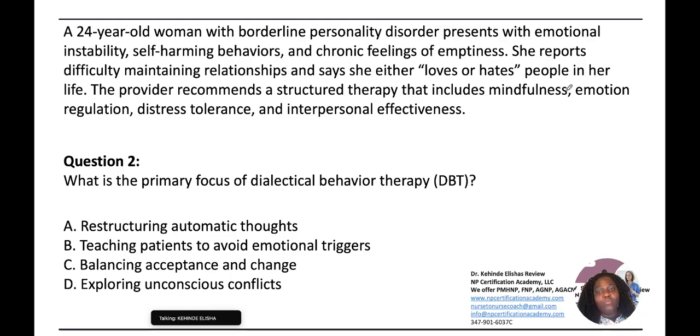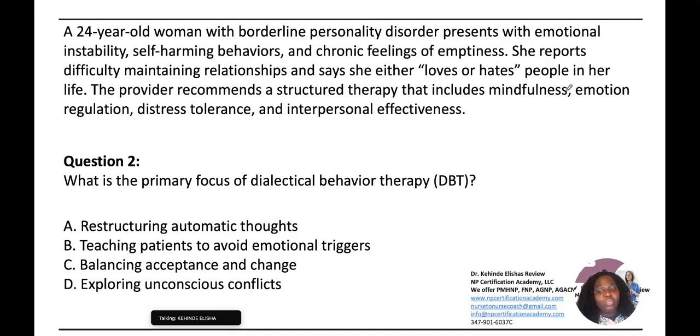So, a 24-year-old with borderline presents with emotional instability, self-harming behaviors, chronic feelings of emptiness. She reports difficulty maintaining relationships, says she either loves or hates people in her life. The provider recommends a structured therapy that includes mindfulness, emotion regulation, distress tolerance, and interpersonal effectiveness. Restructuring automatic thoughts. When do you do that? We do that with CBT. Teaching patients to avoid emotional triggers. What do you do? Well, that's a good thing. Teaching them, but that falls mostly on what? That falls mostly with our, honestly, PTSD, EMDR.